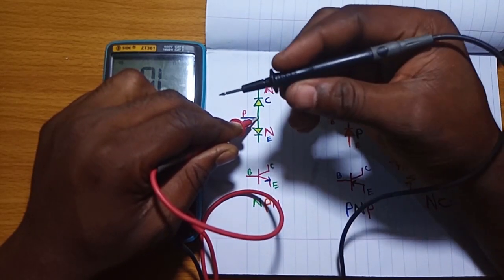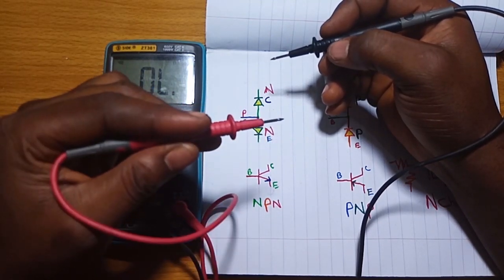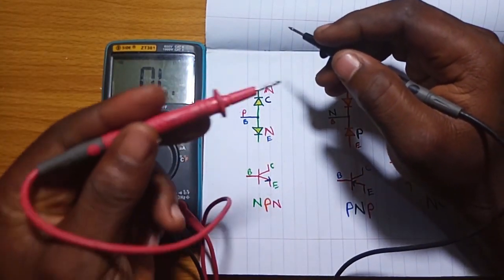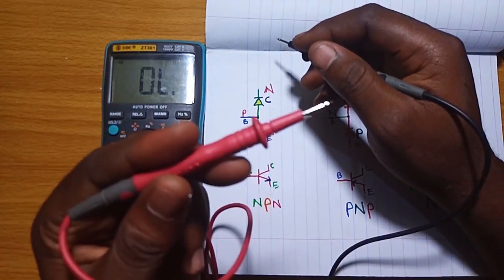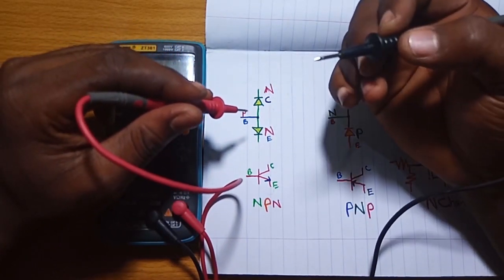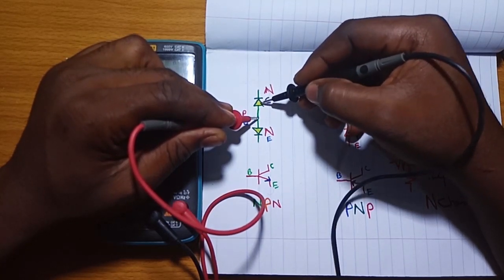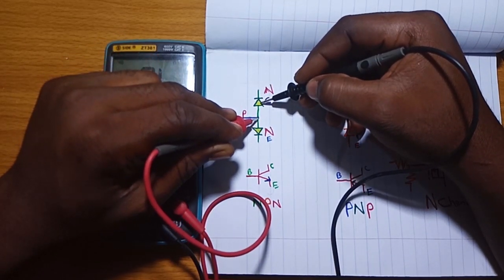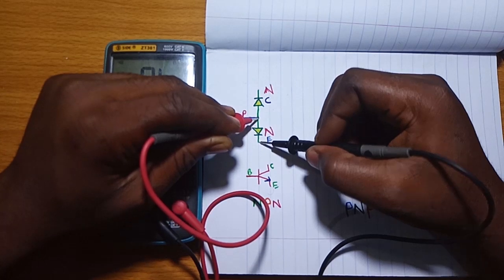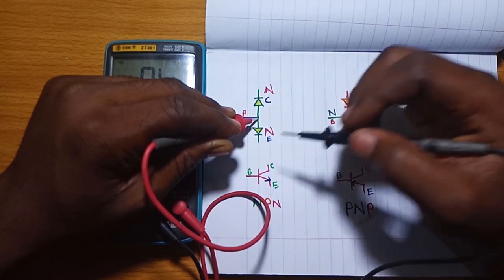Let's say that this is a negative probe, while this red one is a positive current. Let's use this color coding to do the illustration. Here I'm applying a positive voltage, because this red is positive, while this one is negative. Putting it here and here shows that we are putting this diode in a forward bias, so we'll get a reading. Then putting this probe here will also give us a reading, because we are also putting this diode in a forward bias. So this is an NPN transistor.